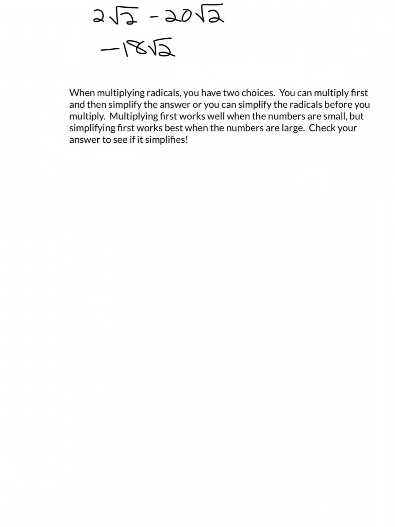Next, we're going to multiply radicals. When you're doing this, you have two choices. You can multiply first and then simplify the answer, or you can simplify the radicals before you multiply. Multiplying first works really well if the numbers are small, but simplifying first works better when the numbers are large. Always check your answer to see if it simplifies.